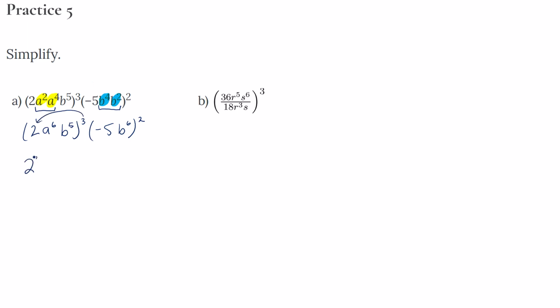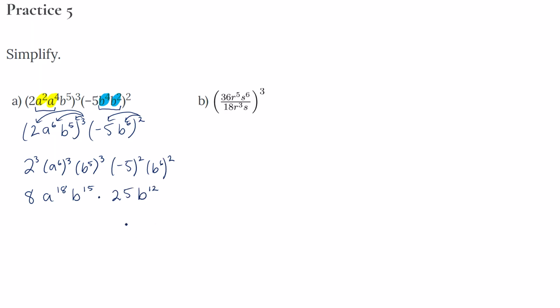So 2 to the 3, a^6 to the 3, b^5 to the 3, negative 5 to the 2, and b to the power of 6 to the power of 2. So now starting to simplify that, a^8, a^18, b^15, negative 5 to the 2 is 25, b^12.